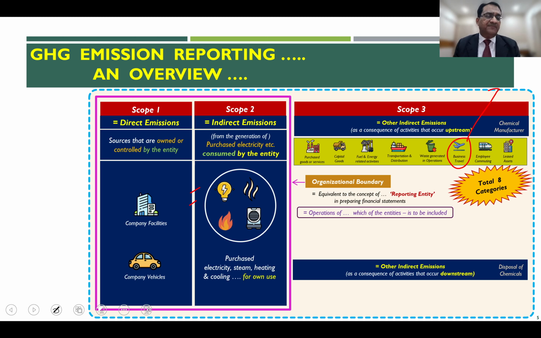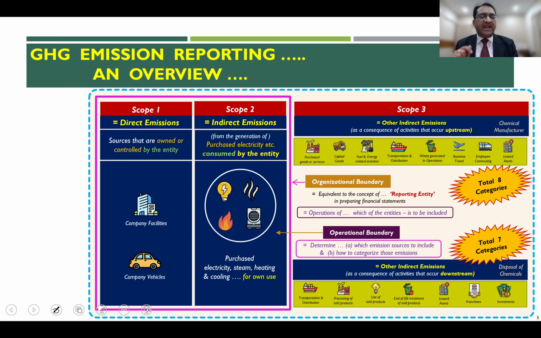So in total, 8 plus 7, there are 15 categories of scope 3 emissions which are covered under the GHG protocol. There is also a concept of operational boundary. That is something, again, we intend to cover in the subsequent video. Essentially, this operational boundary determines which of the emissions.